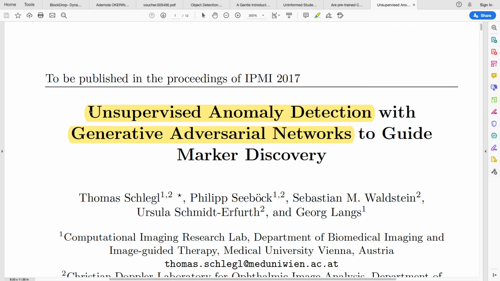Number one, it says it's unsupervised. The unsupervised means that we don't have labels for our training data. And they have made use of generative adversarial network, which is essentially a two network, the generator and the discriminator. And what they are trying to work on is on some medical images, and so this is to guide them in marker discovery.